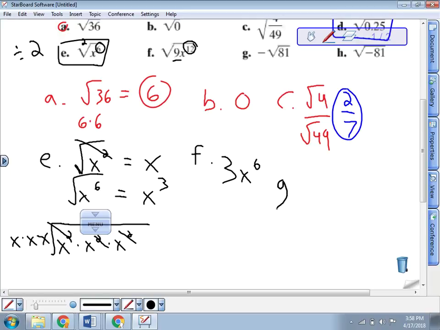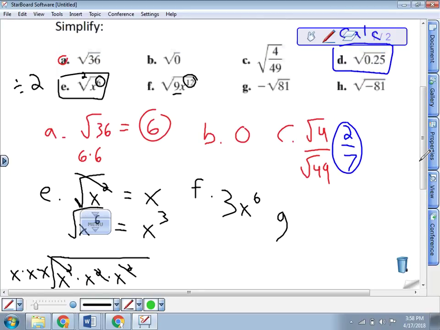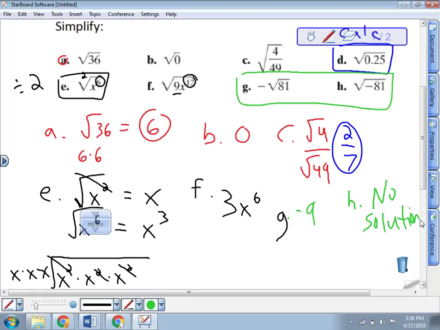Now G. Notice the difference between G and H. We're going to focus on these two. There is a big difference here. G, that answer would simply be negative 9, because negative 9 times negative 9 is 81. H is going to be no solution, because the only way to get a negative number is to have negative 9 times positive 9 equals negative 81. These are not the same number. So that's why it's no solution. You can't have the same sign and multiply to a negative. So there's square roots. Let's go on to the back.